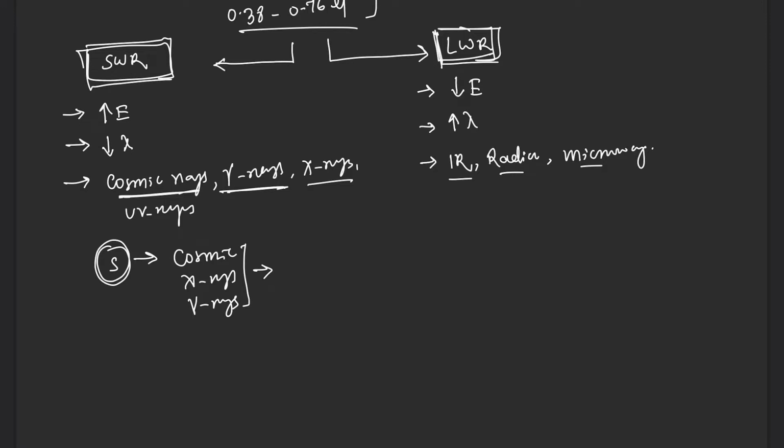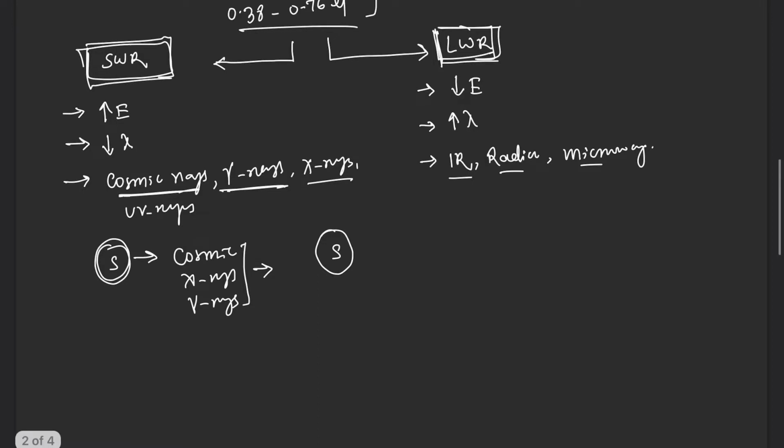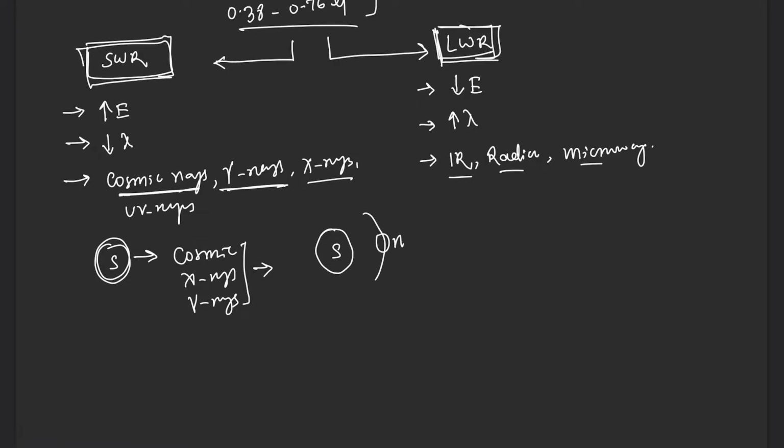So what is the distance of the sun from earth? In our solar system we have the sun, then Mercury, then Venus, then earth, our living planet. What is the distance of the sun from earth? That is 1.5 into 10 to the power 8 kilometers.